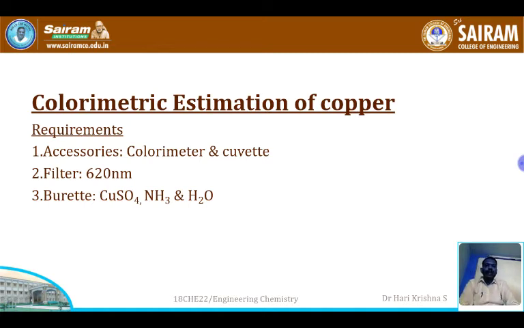We want a colorimeter, which is an instrument to measure the absorbance, a cuvette, a small test tube like thing, and a filter, which filters only the required wavelength, that is 620 nanometer, and a burette to keep copper sulfate, ammonia and water. Why is the filter required? 400 to 700 nanometer is the visible light, right? Each metal, copper, will have a maximum wavelength. It will absorb maximum only at 620 nanometer, whereas nickel is different and iron is different.